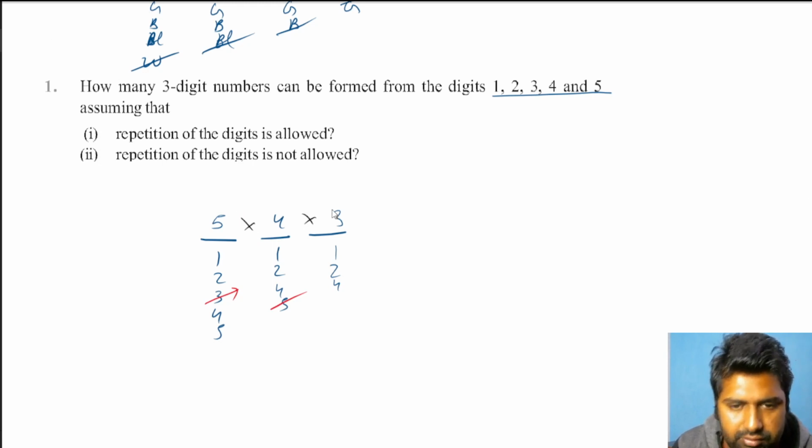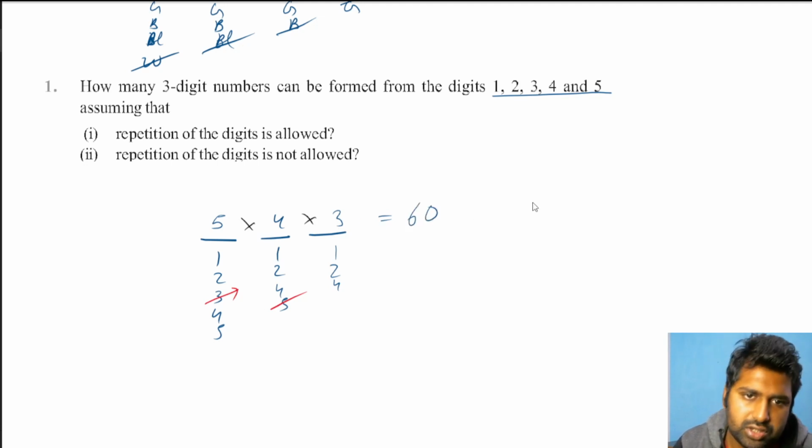Multiply them. 5 into 4 into 3. So basically this time we cannot write this as a factorial, because factorial is multiplication of n natural numbers, like 5, 4, 3, 2, 1. But 2 and 1 are not there, so we'll multiply 5, 4, 20, 3, 60. So 60 such numbers.